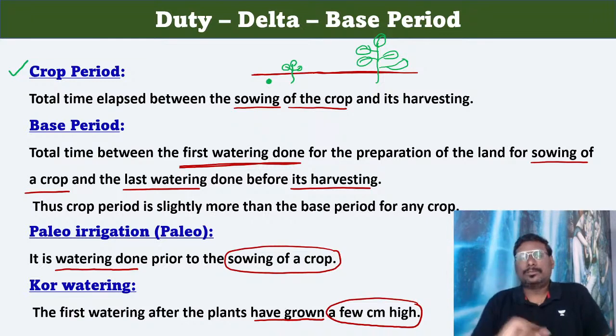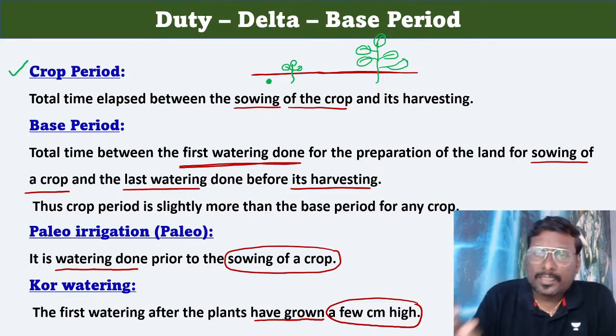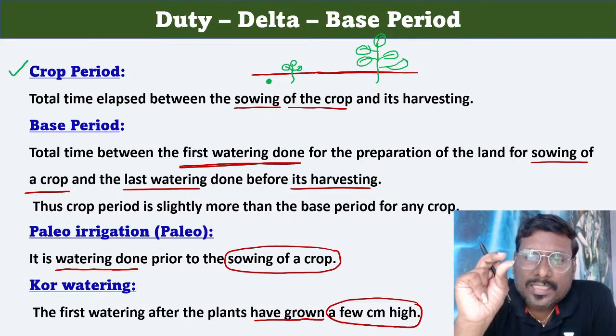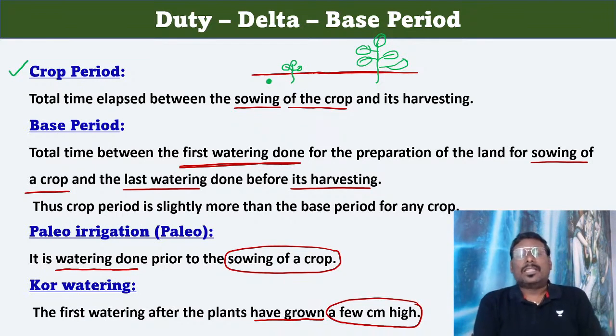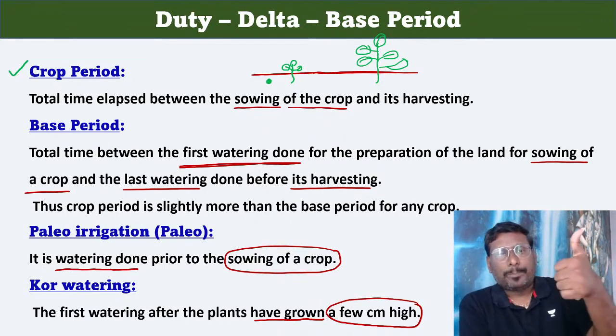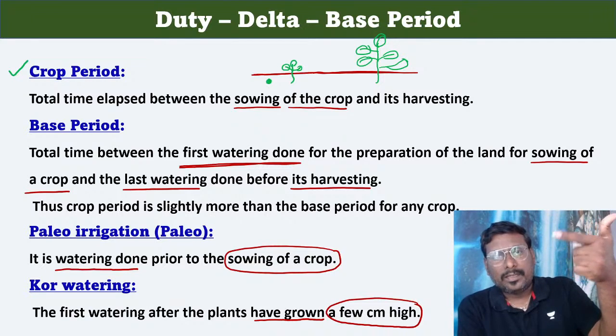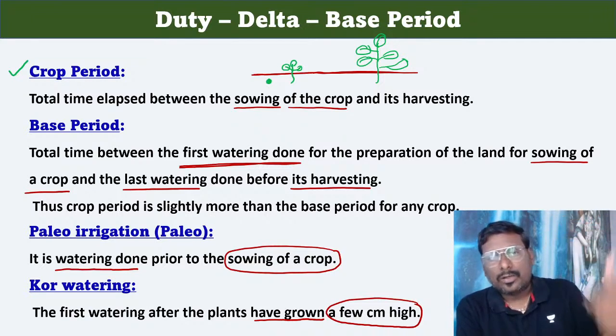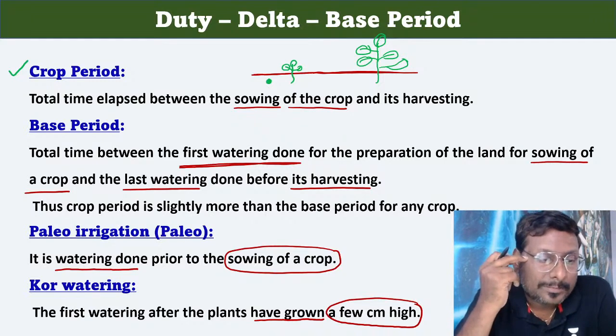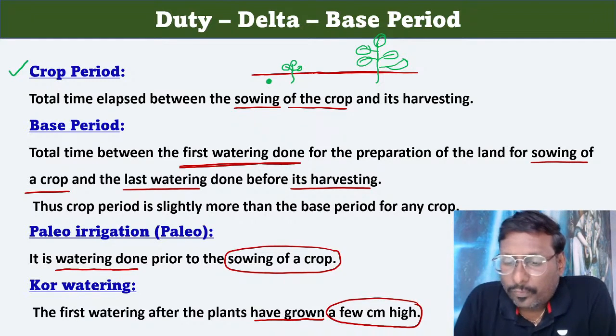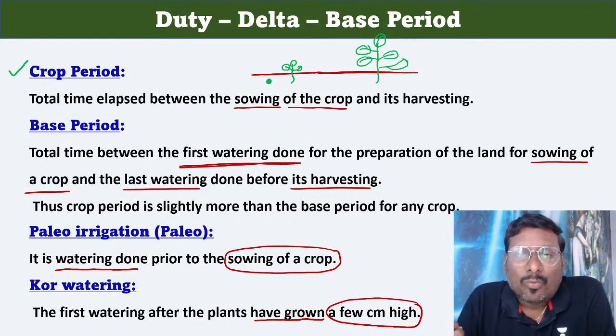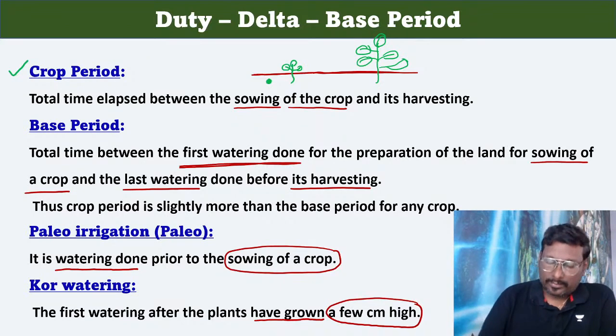Chalo. So when you inoculated the seed and the plant grew a few centimeters, whatever watering is carried out, that is core watering. Crop period, base period, paleo irrigation, core watering. You understand the differences? The 4 confusing watering related terms: crop period, base period, paleo irrigation, core watering.